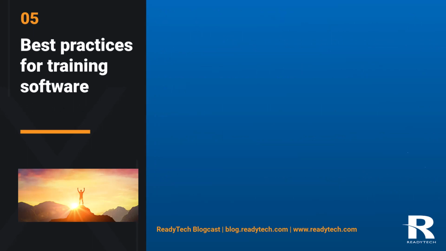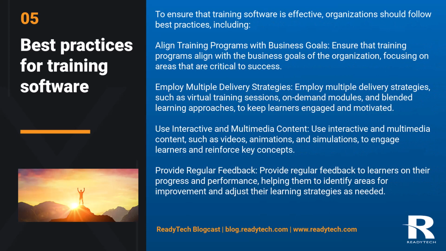Best practices for training software. To ensure that training software is effective, organizations should follow best practices including align training programs with business goals. Ensure that the training programs align with the business goals of the organization, focusing on areas that are critical to success. Employ multiple delivery strategies, such as virtual training sessions, on-demand modules, and blended learning approaches to keep learners engaged and motivated. Use interactive and multimedia content such as videos, animations, and simulations to engage learners and reinforce key concepts.